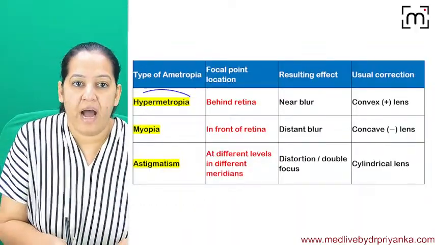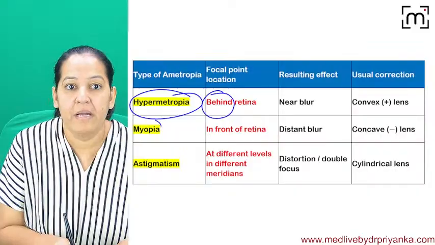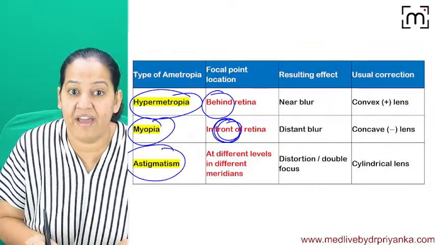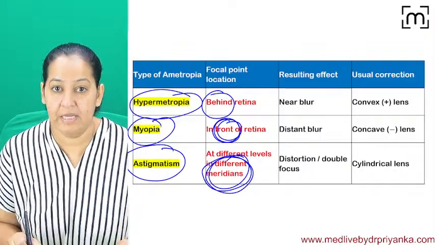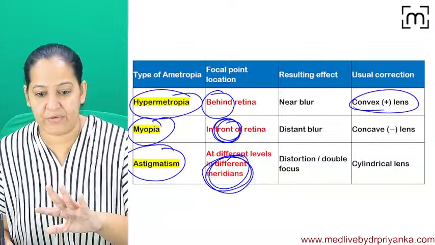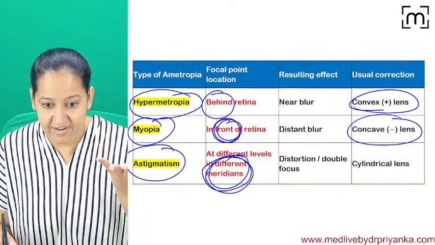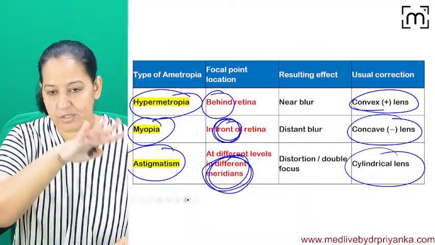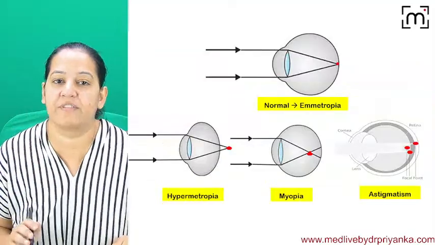What are the 3? Hypermetropia, when the image is formed behind the retina, beyond the retina. Myopia, when the image is formed in front of the retina. And astigmatism, when the image is formed in different meridians. To correct hypermetropia, a convex lens is required. I will tell you again in the treatment. In myopia, to correct it, a concave lens. Why they are required, I will tell you. In astigmatism, a cylindrical lens. So this is an overall scenario in front of you. Now we will see the details.